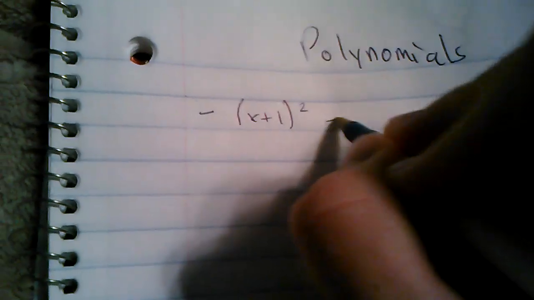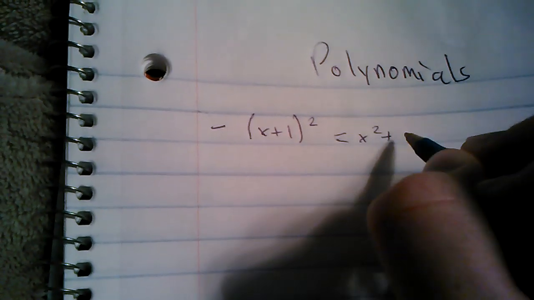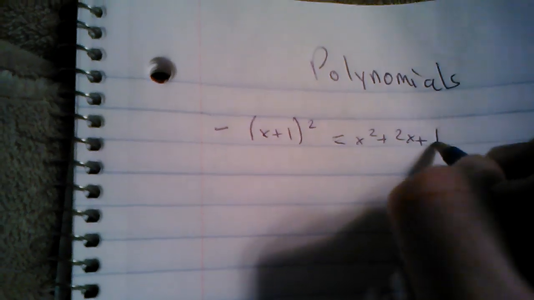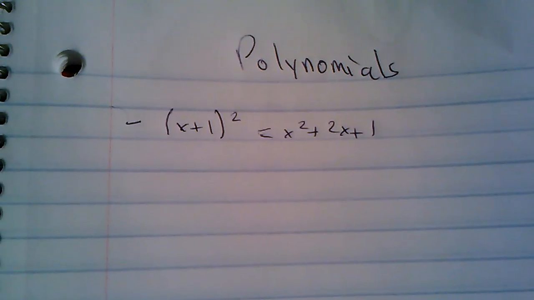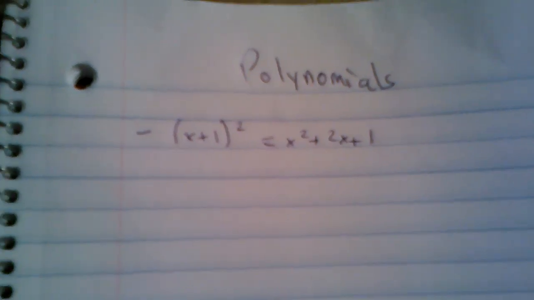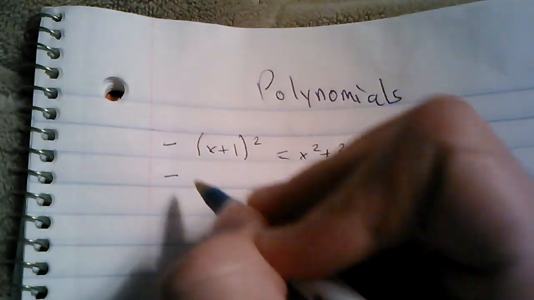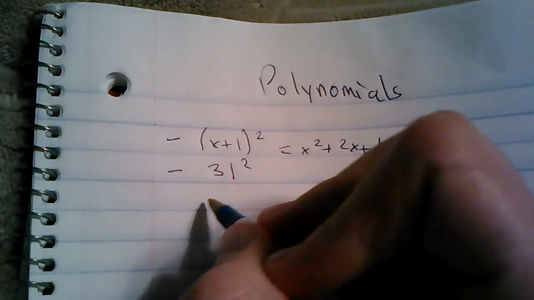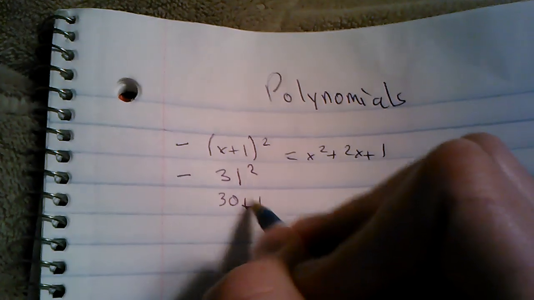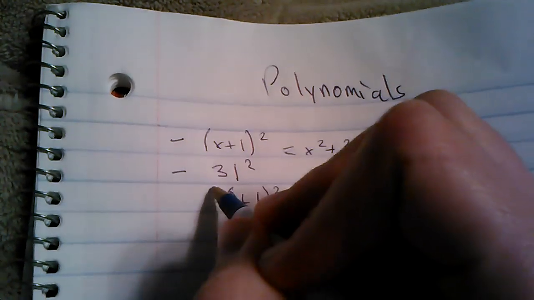So let's say we have x plus 1 squared. Math tells us that that equals x squared plus 2x plus 1. But there's no use to that unless we're just factoring something out. Unless we say, well, what if I want to find 31 squared? Well, that's just 30 plus 1 squared.